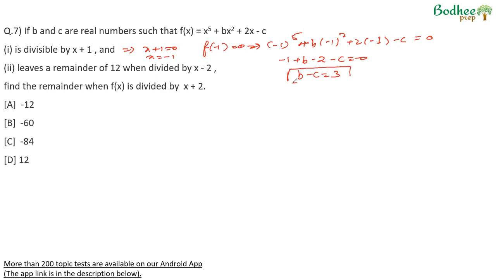This is equation number 1. It leaves a remainder of 12 when divided by x minus 2. Put x minus 2 is equal to 0, which means x is equal to 2. At this point, f of 2 should be the remainder 12 using the remainder theorem.